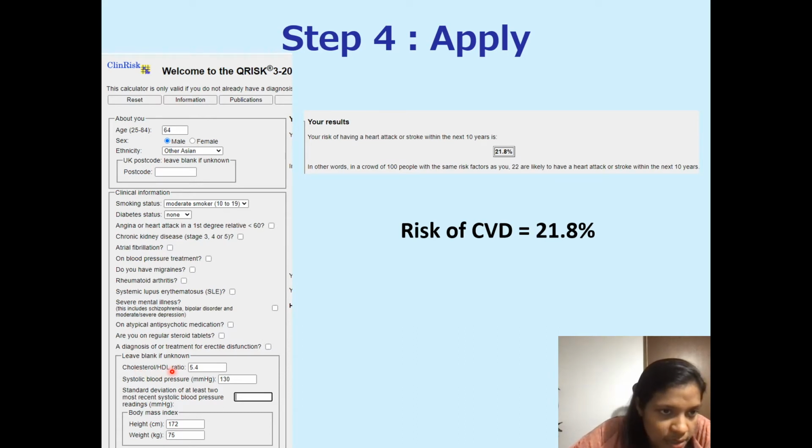The cholesterol and HDL ratio is 5.4 in this patient, and the systolic blood pressure is 130, and the height is 172 and weight is 75. So according to the tool, the risk of CVD for this patient is 21.8%. This is higher than 10%. So we will go through the next steps.